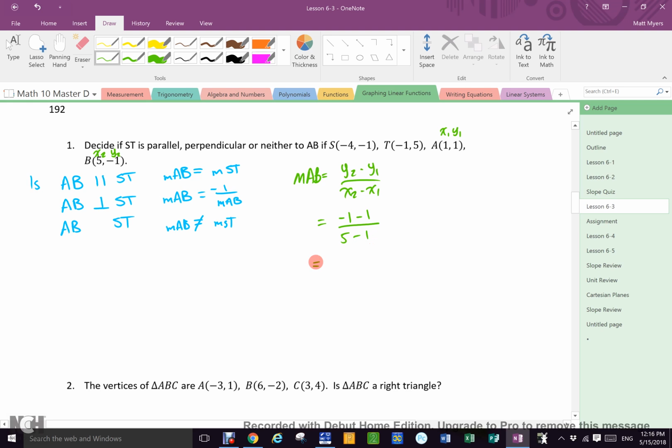Everyone agree? Maybe you didn't make the same x and y choices as I did, but when you do the math, you're going to find the same thing, aren't you? Negative 1 minus 1 is negative 2. 5 minus 1 is 4. So my slope of AB is negative 1/2. Everybody good? Every single person has negative 1/2, right?